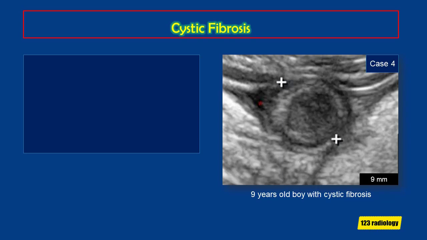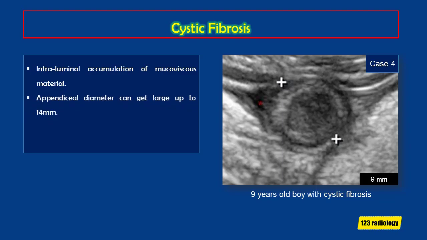This is a 9-year-old boy with cystic fibrosis, and this is incidentally noted in the right lower abdomen. You think this is acute appendicitis. The appendix measures about 9 millimeters in diameter. So, like in fecal distension, there is intraluminal accumulation of mucoviscous material. The appendiceal diameter can get large up to 14 millimeters. Again, the appendiceal wall and periappendiceal soft tissues are normal.